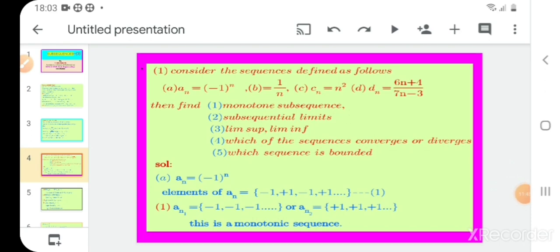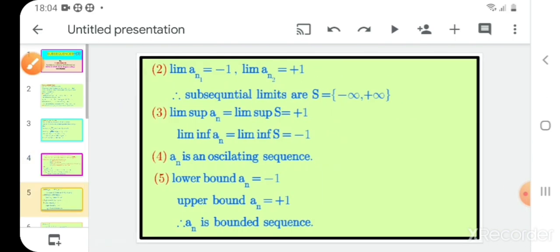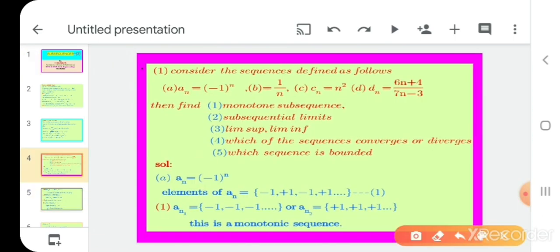The first point is completed. What is the second point? We have to find the subsequential limits. See here. The first subsequence is a_n1. The limit as n tends to infinity of a_n1 equals what?